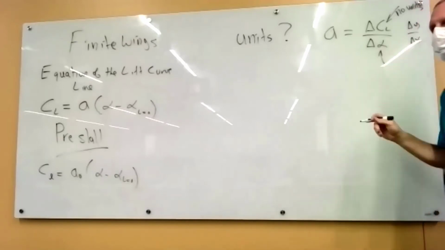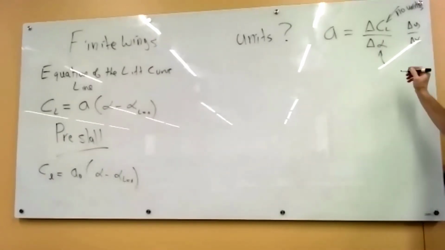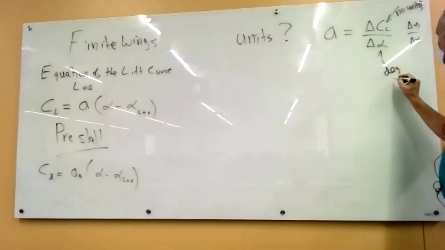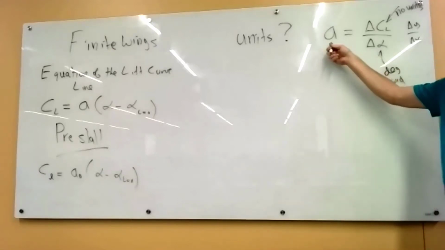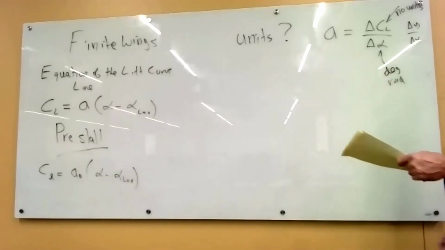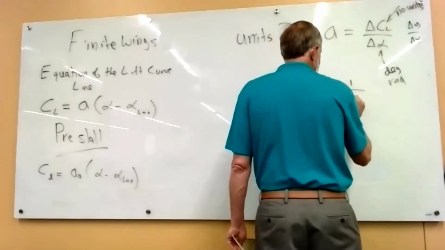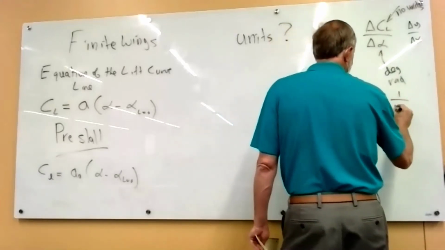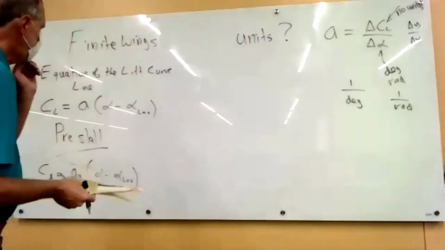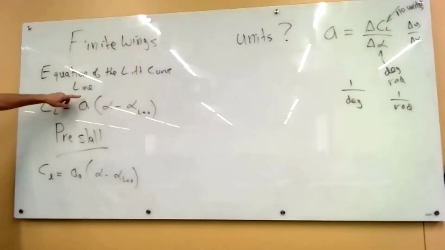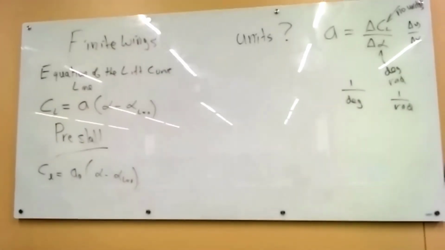How about alpha? It's an angle. Yeah, so it could be in degrees. Our plots are in degrees, or it could be in radians. So there's a different formula for A for either radians or degrees. And the units on this are 1 over degrees or 1 over radian. Makes sense because if you plug it in the formula here, 1 over degrees multiplied by degrees gives you CL. So the units work out.